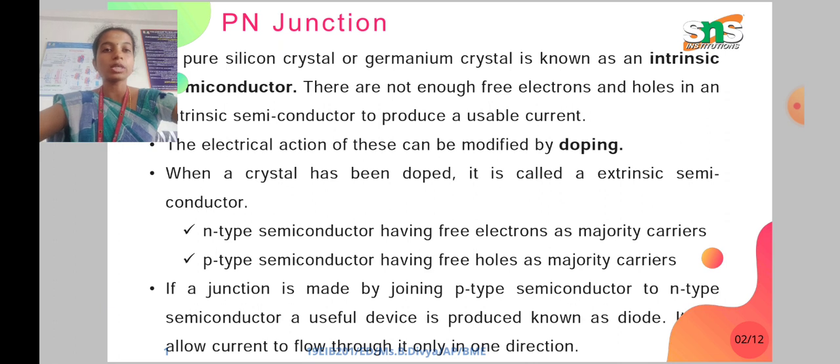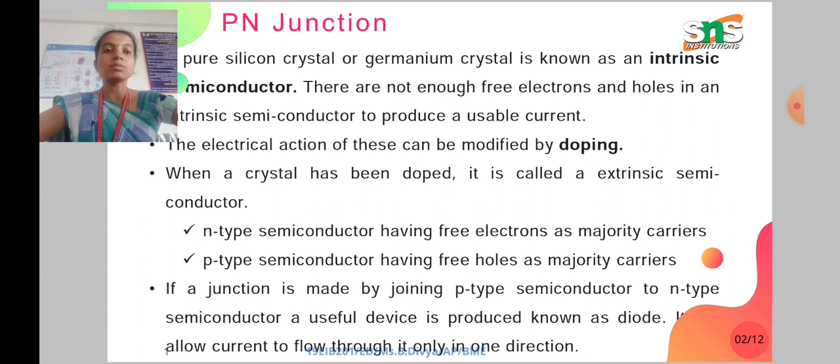We have two types: N-type semiconductors, having free electrons as majority carriers, and P-type semiconductors, having free holes as majority carriers.